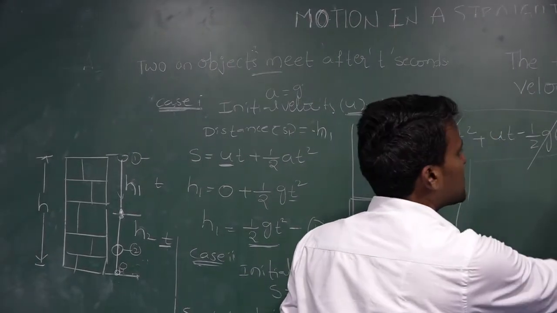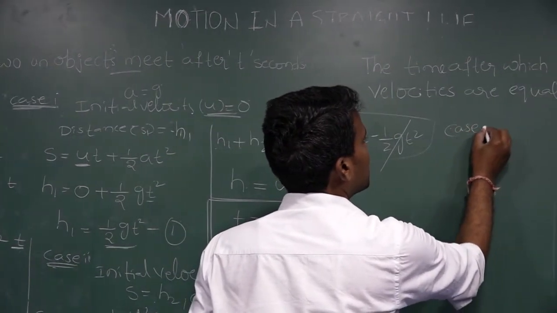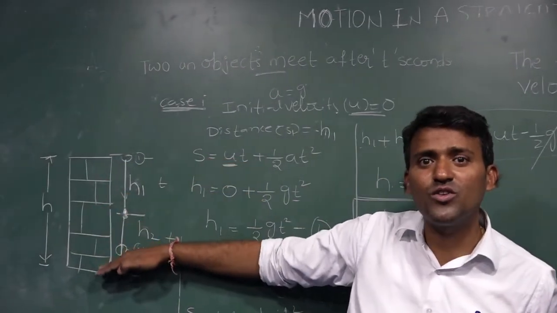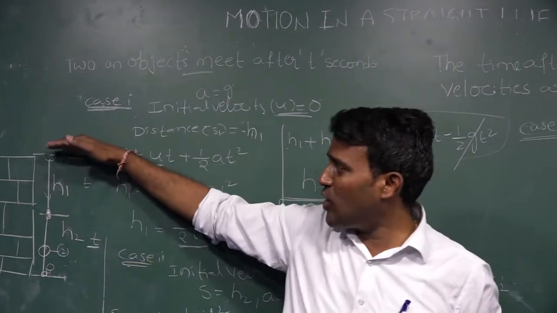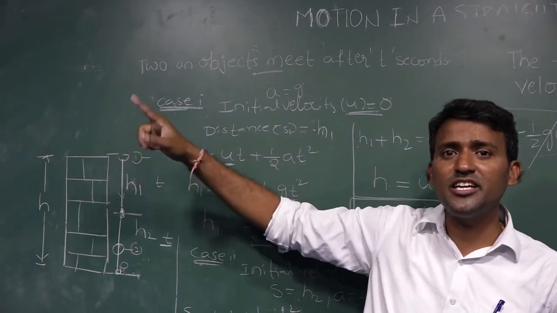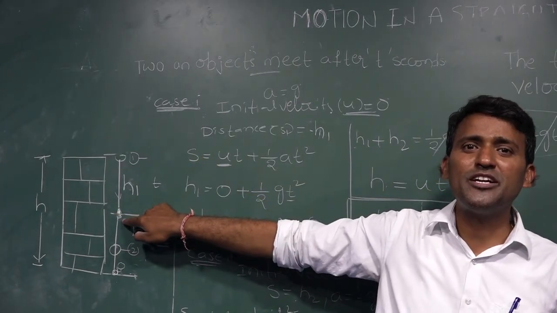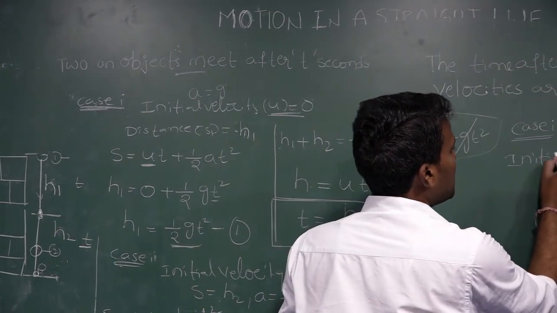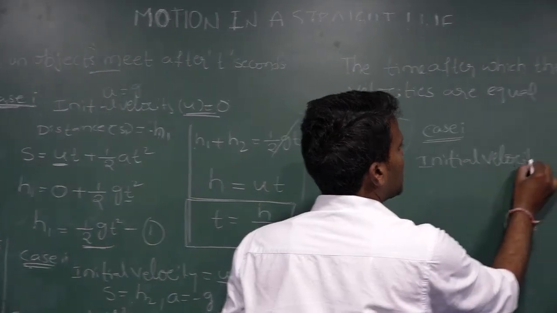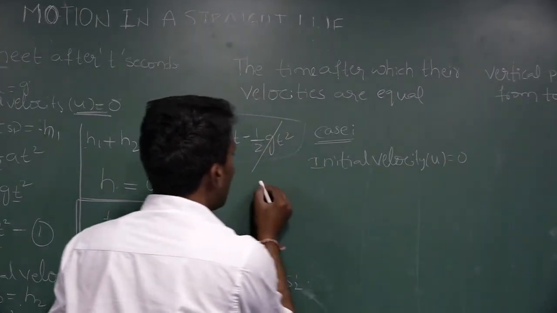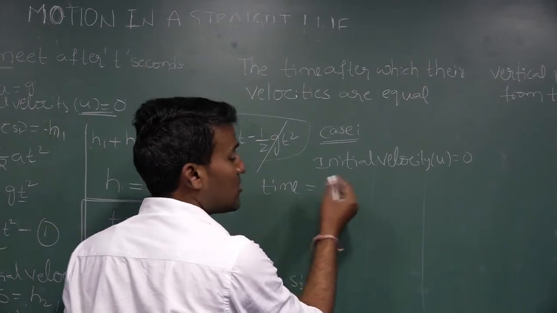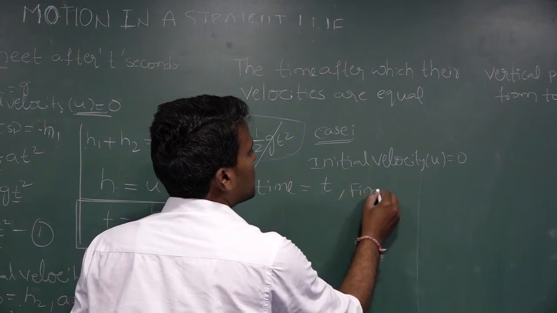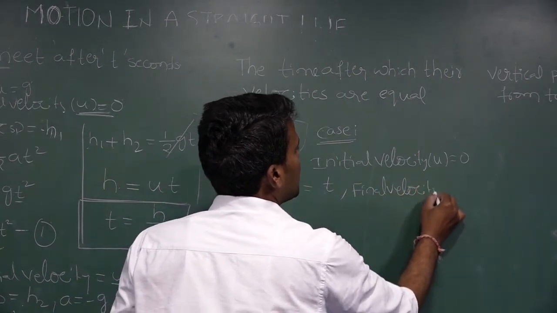So we are taking case 1 first. Case 1 is the object falling in the downward direction, a freely falling body. In a freely falling body, what is the initial velocity? Initial velocity is 0. After t time interval, it attains the velocity v. So initial velocity u is equal to 0, the time is t, and the final velocity is v.